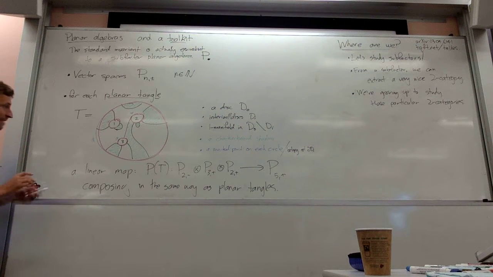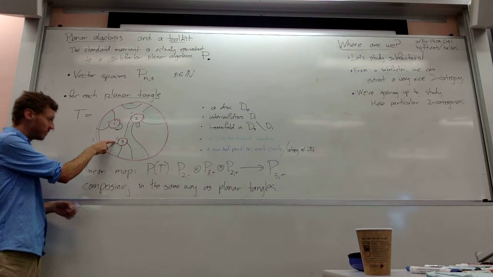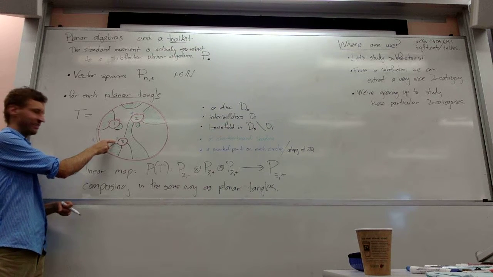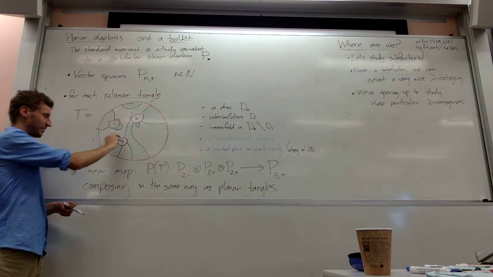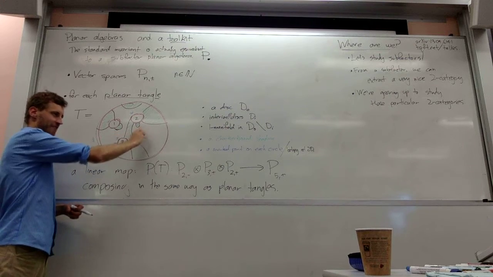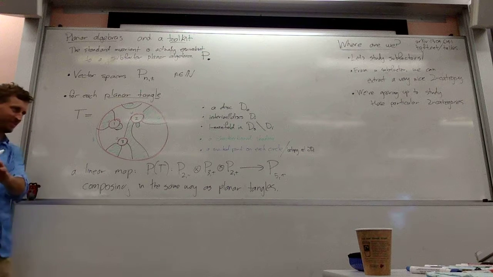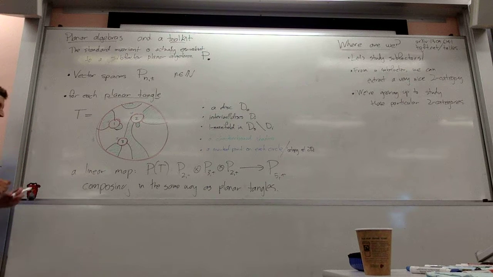The thing you have to be careful about is that when you compose, you have to match up dollar signs with dollar signs, and so even as you sort of move these around and rotate them, you still know how you're meant to plug in some other tangle that's drawn on a different piece of the plane, because you use the dollar signs to match.